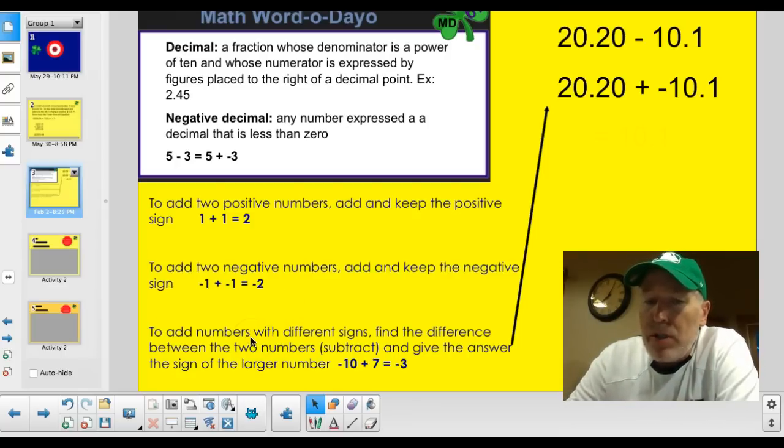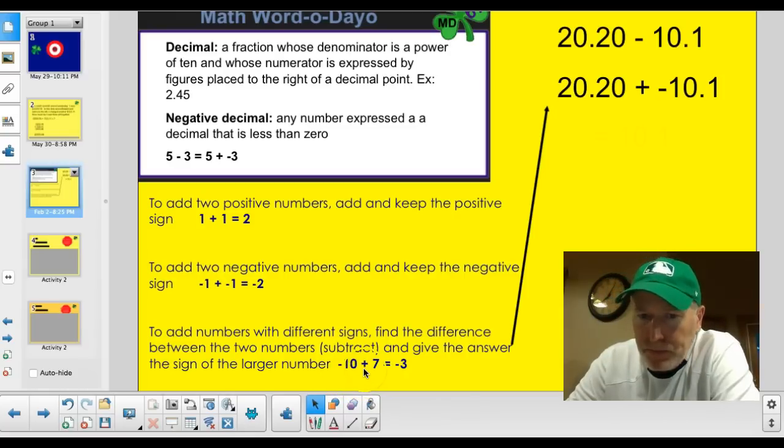Here's where it gets a little bit different, but I think we can work with this. If you're going to add two numbers with different signs, find the difference between the two numbers, so you're going to subtract, and give the sign of the larger number. So let's take a look at a couple of examples. We have negative 10 plus 7. Looking at these two numbers, I've got one of each, opposite signs, a negative 10 and a positive 7. So I know that my answer is going to be negative. It says to keep the sign of the larger number, so this is the larger of the two, a negative 10. It'll be a negative answer. And then I find the difference. I take 10 and subtract 7. 10 minus 7 is 3. Keep the sign of the bigger number, negative 10.